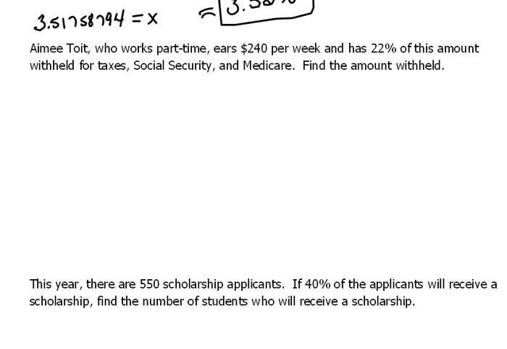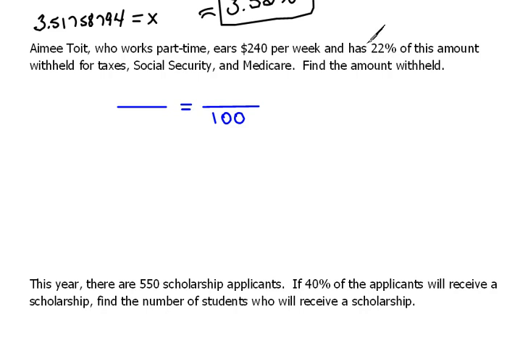Okay. Here we have a problem where they're not really telling us, like they did in the last few. And this one's more of a word problem. So here it says, we have Amy Toit, who works part-time, earns $240 per week, and has 22% of this amount withheld for taxes, Social Security, and Medicare. Find the amount withheld. Okay, we can solve this by using that proportion method to set it up. Same exact procedure. We just have to figure out what all of our parts are.